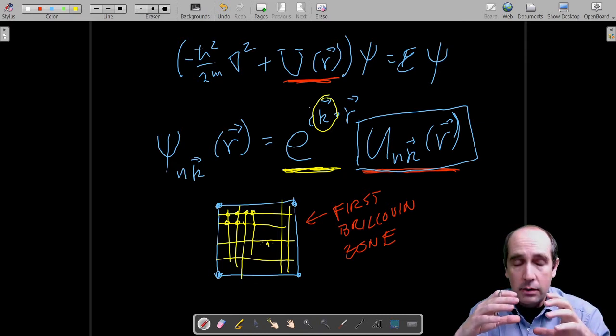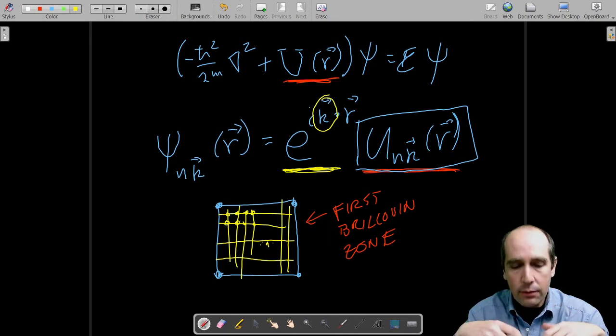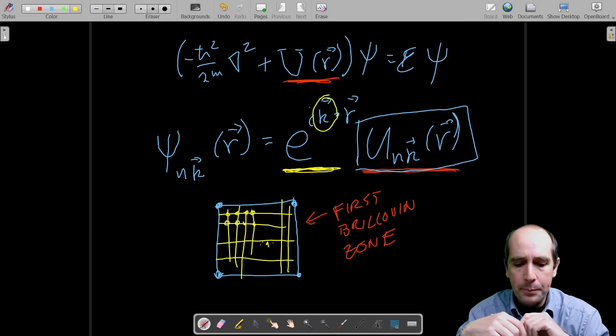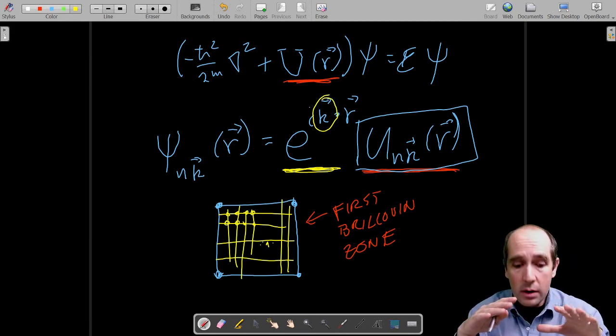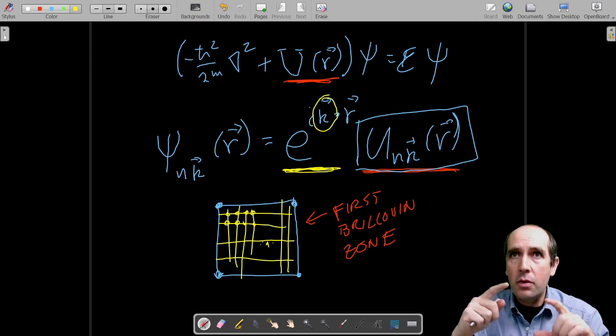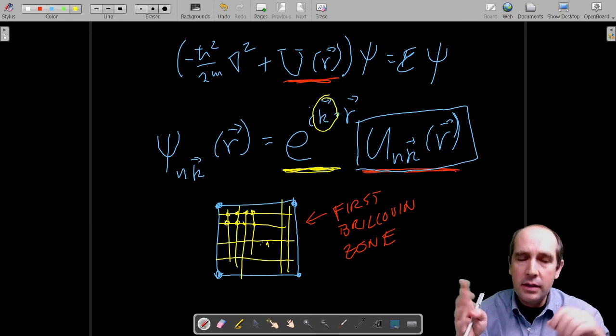Possible values of K. So for every value of n, which we said is a discrete infinite number of states, there will be a number that is the same as the number of atoms in the crystal that can be acquired in this reciprocal space.